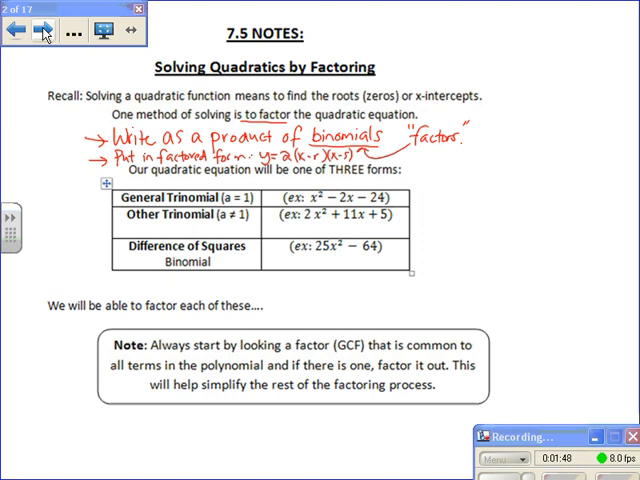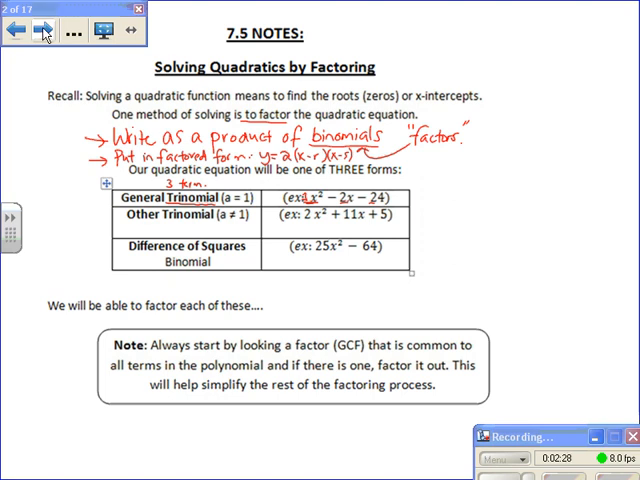We're going to see 3 types of quadratic equations. Quadratic equations are generally trinomials, so you have 3 terms: x squared, the 2x, and the 24. All 3 of those are separate terms. They're not like terms, so they cannot be put together, which means that in total we have 3, and that's where the word trinomial comes from. A general trinomial is one where the coefficient, the number in front of the x squared, is a 1. In other words, this value right here, a, is equal to 1.